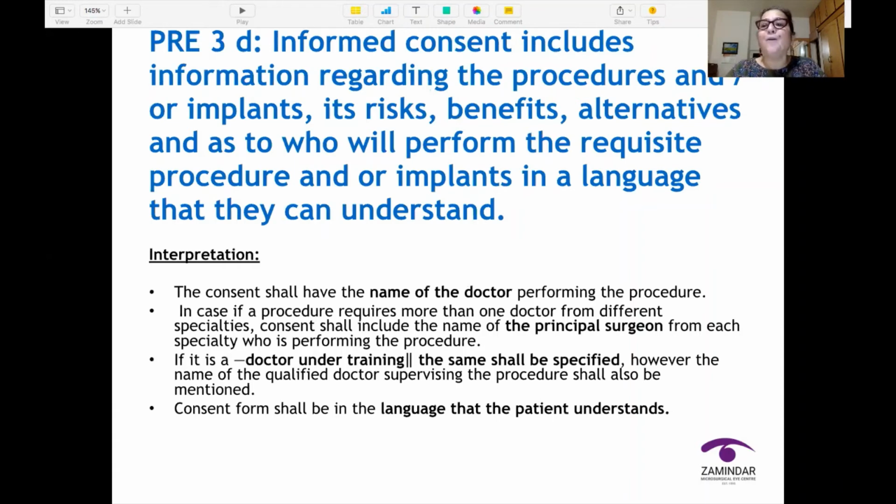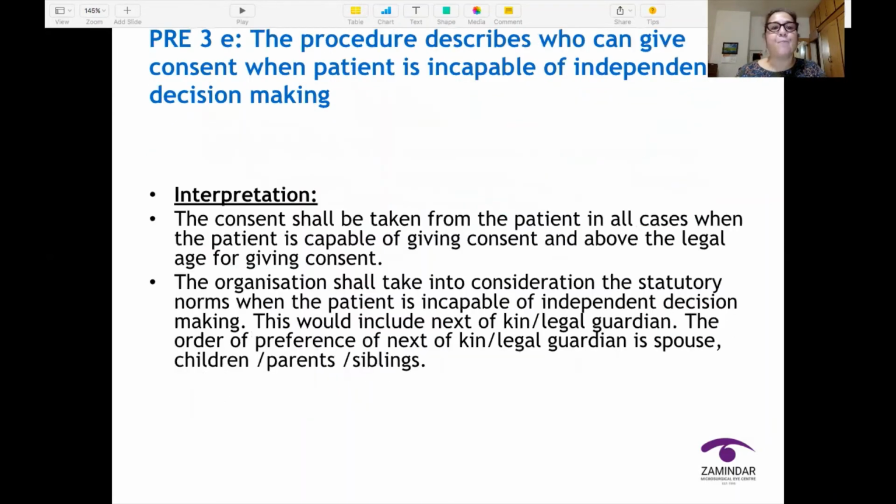We always ask what should be there in the consent. These are the exact things that should be there: the name of the doctor, the procedure, the implant, its risks, benefits, alternatives, and who will perform it. Suppose a doctor under training is performing, that also should be very clearly mentioned, and the language in which the patient understands. That is very, very important.